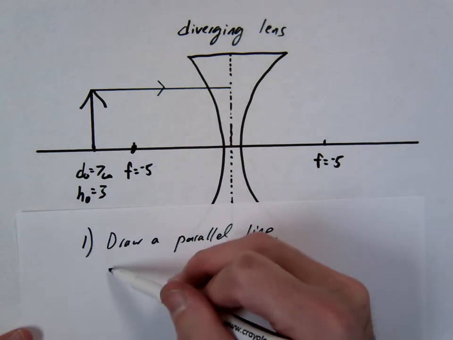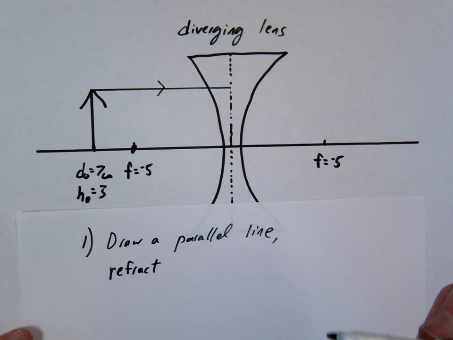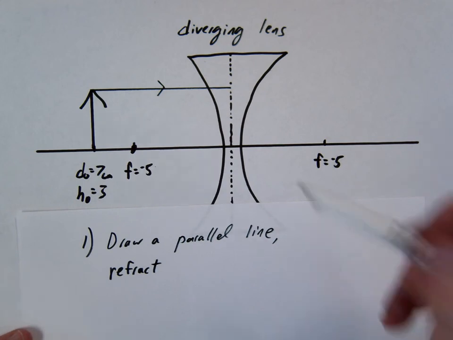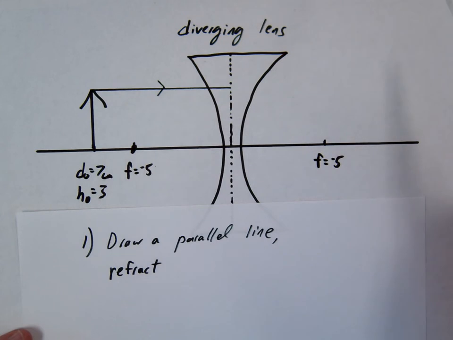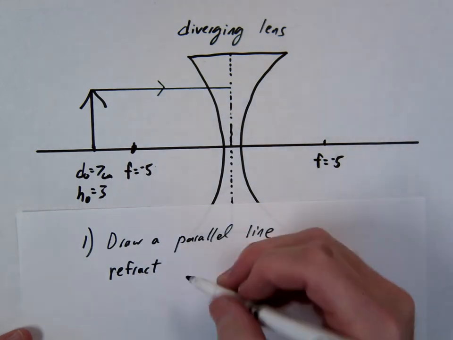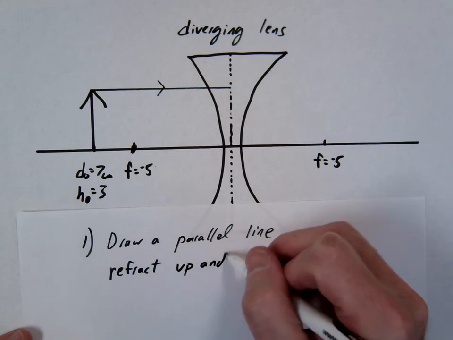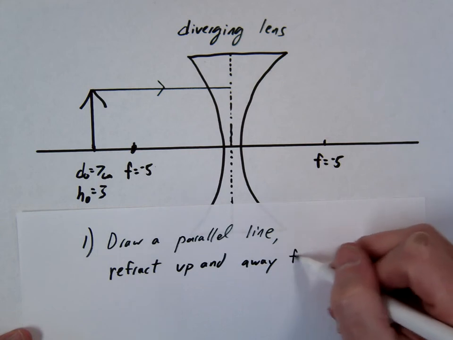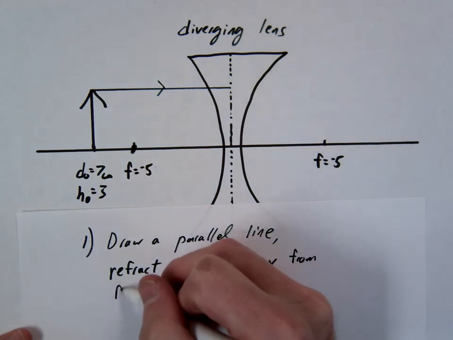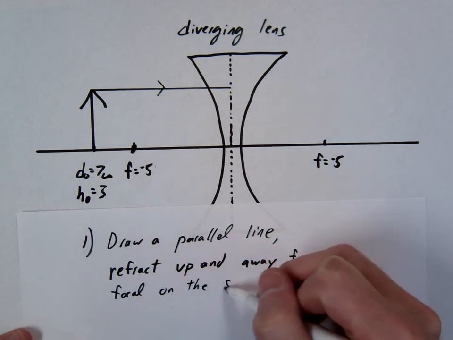Okay, and then what we're going to do is we're going to refract it. Now go back and think about that picture that we just drew. How am I going to refract this? Am I going to refract it down or up? Up. So you're going to refract it up, and away from the focal, which is on the same side.